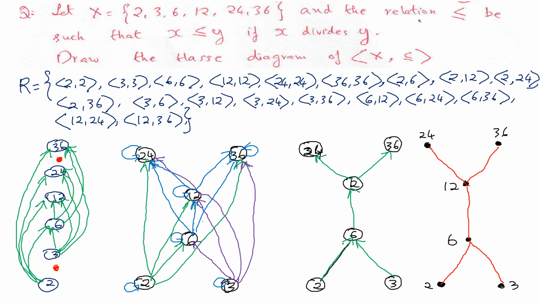Okay, now just as additional information, is this a totally ordered set? No, because there is no connection between 2 and 3. There is no connection between 24 and 36, but it is a partially ordered set.